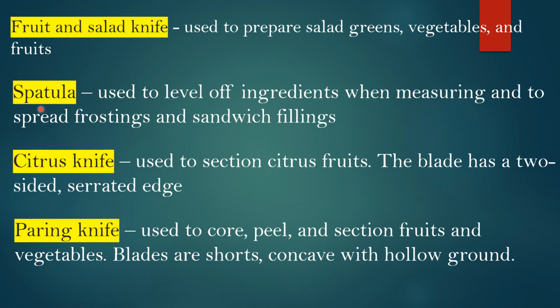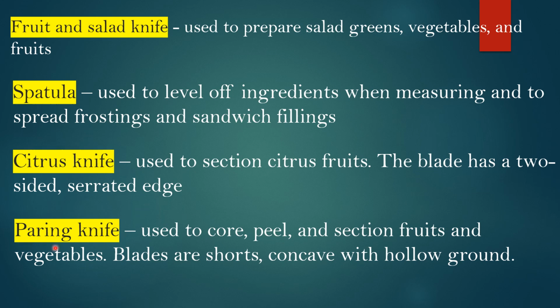And then we have the spatula. It is used to level off ingredients when measuring, to spread frosting and sandwich fillings. And then next we have the citrus knife. It is used to section citrus fruits, and the blade has a two-sided serrated edge.